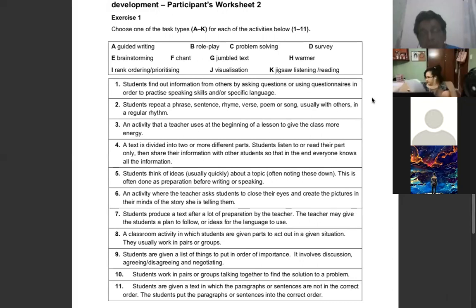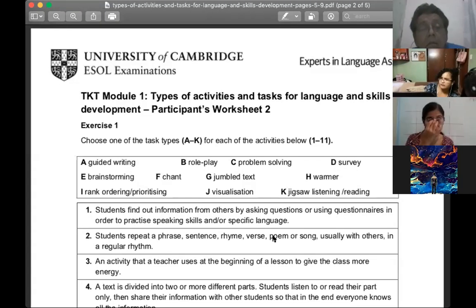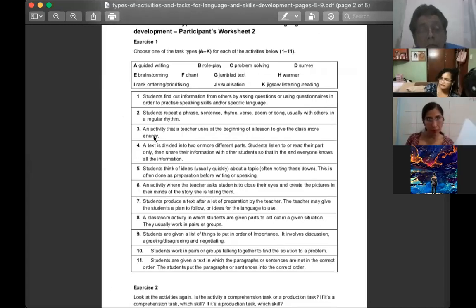All right. So you probably know most of these words, but not all of them. We're going to eliminate the ones that we do know, and then focus on the ones that we don't know. We have guided writing, role play, problem solving, survey, brainstorming, etc. Let's begin with number one. We're gonna do some of them together and then you're gonna do the rest on your own.